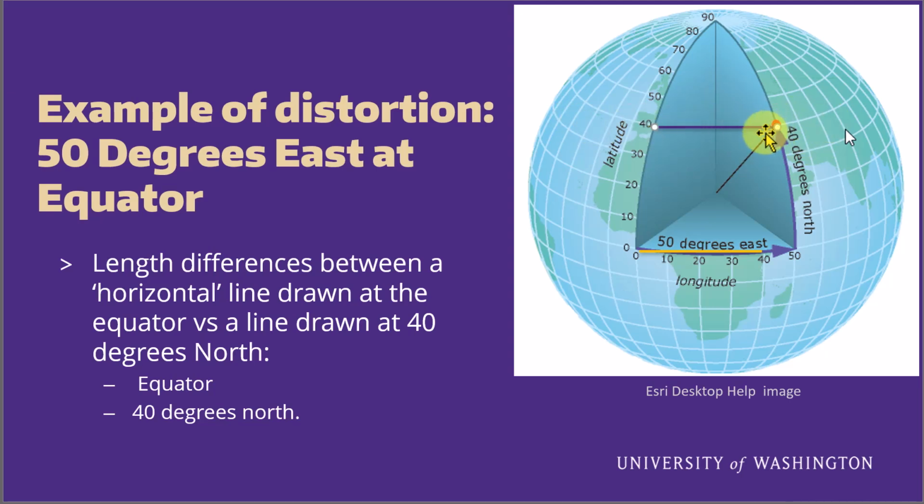So if you picture this, when you project it and we flatten out these lines of longitude, there's going to be distortion in this measurement. It's going to get wider as we flatten out the globe.